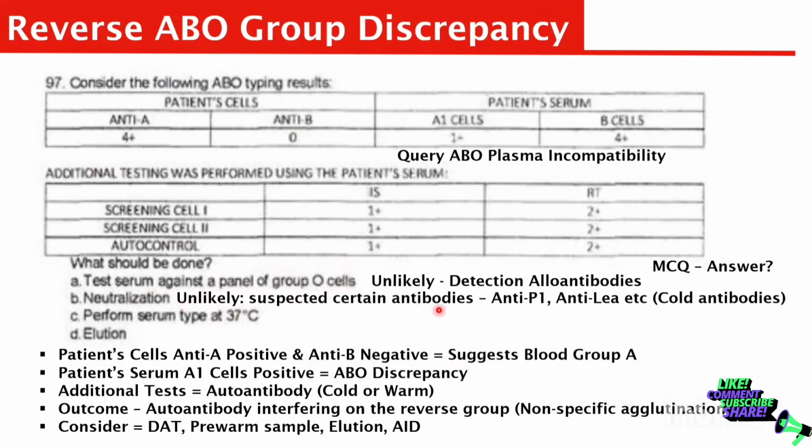So when we get a cold antibody like maybe anti-P1 or anti-Lea, there are so many of them, maybe Leb as the case may be, okay? So once you notice there is a cold antibody, you can decide, you know what, let us neutralize that very cold antibody. So we use neutralization in a case of a suspected cold antibody. And once we suspect a cold antibody, we can use neutralization to neutralize that very cold antibody. Again, that will not provide further information on this.